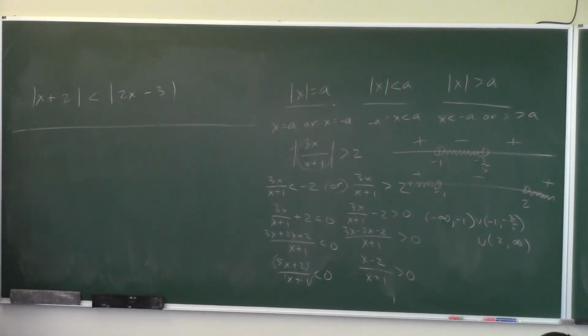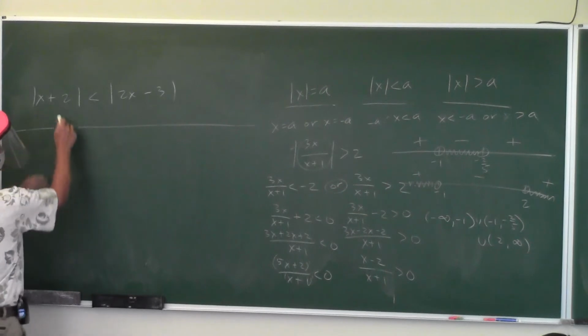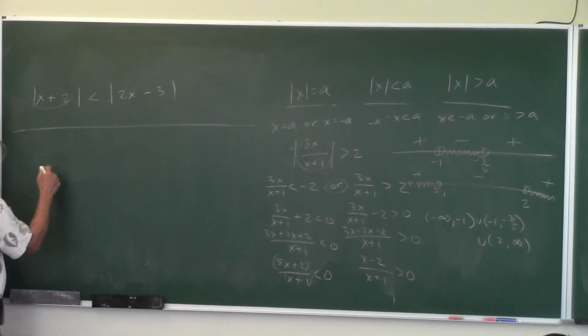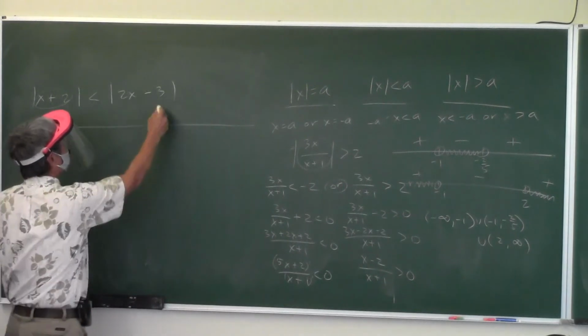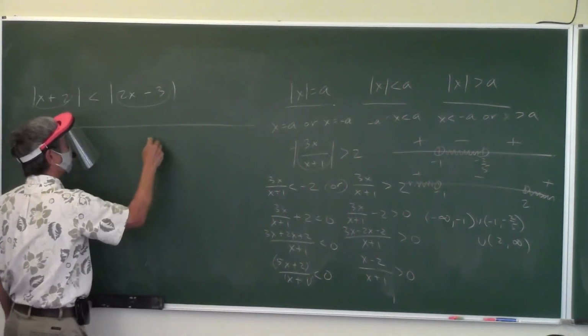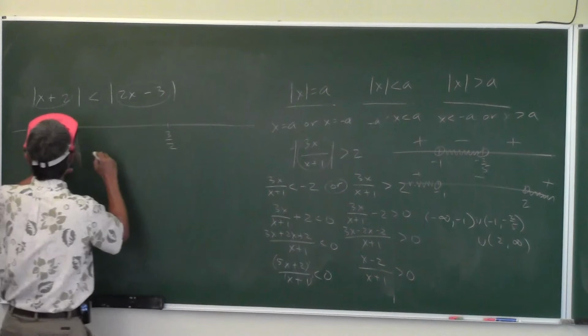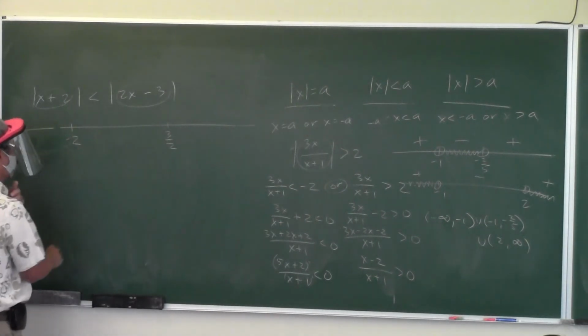Okay? So, what numbers do I put in the number line? Well, here's an absolute value. What makes the inside 0? Negative 2. Put that on the number line. Here's an absolute value. What makes that 0? Put that on the number line. I'm going to move it a little bit because we need room.